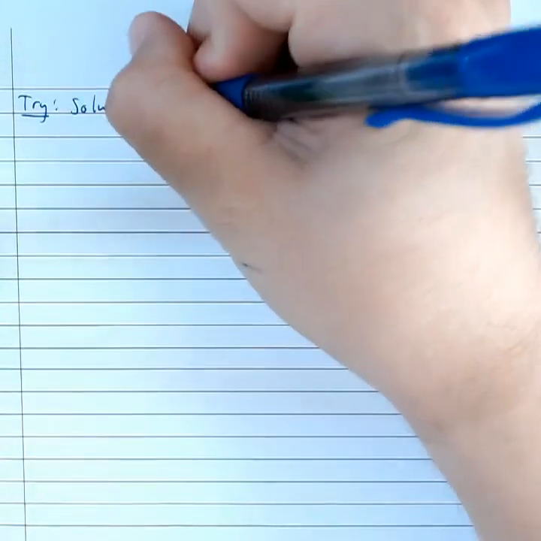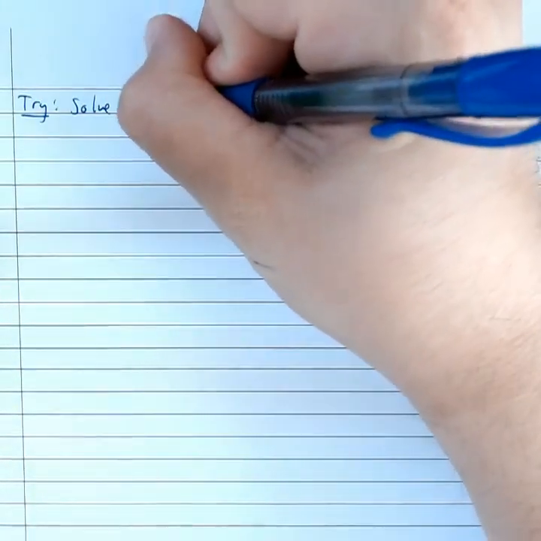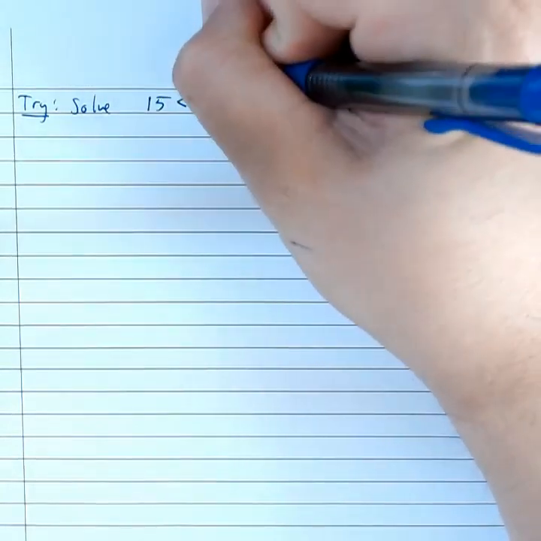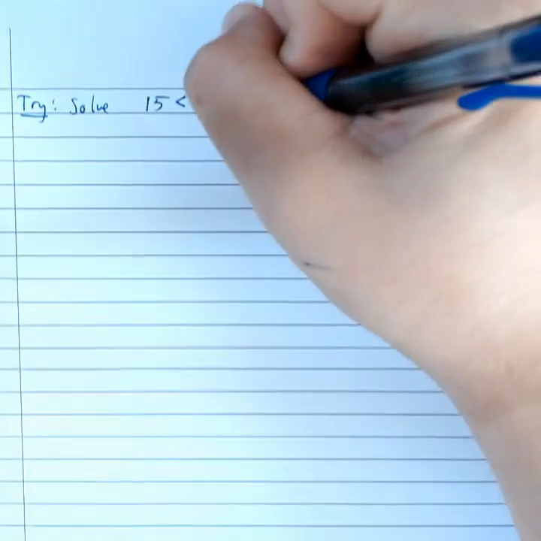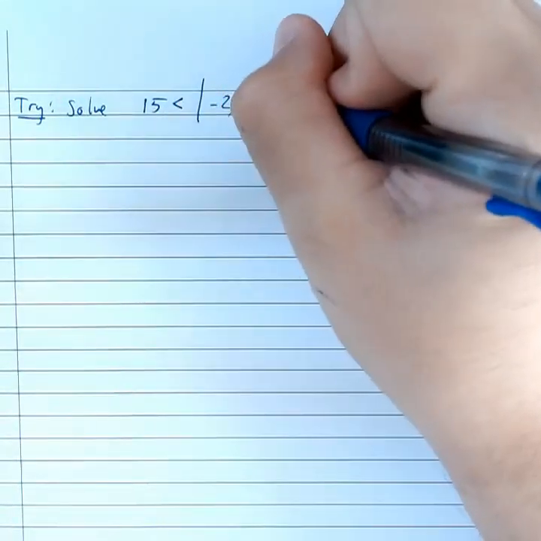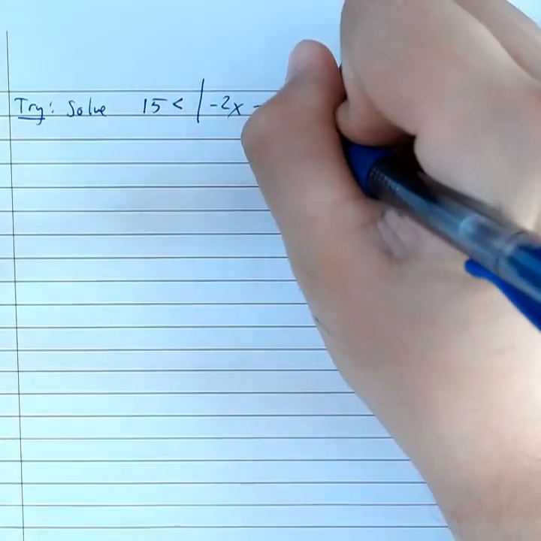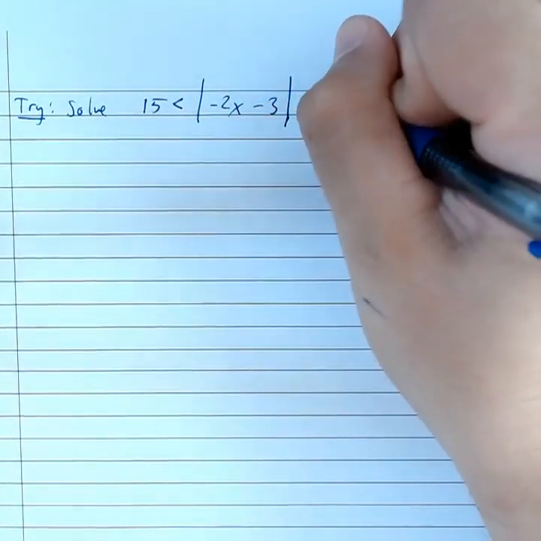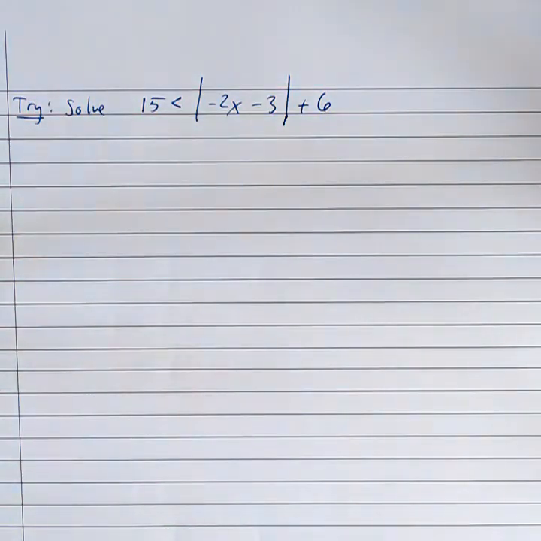Go ahead and solve the absolute value inequality. 15 is less than the absolute value of negative 2x minus 3, and then outside the absolute values, you can have a plus 6, just like that. So give that a try. Go ahead and pause the video, and when you have a solution, go ahead and unpause and we'll finish it off together.